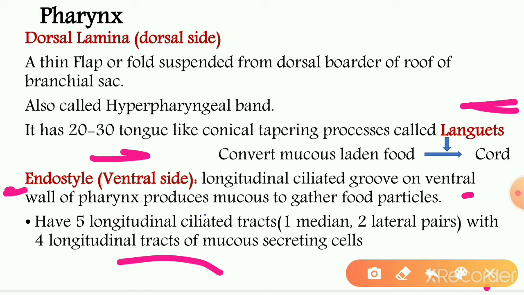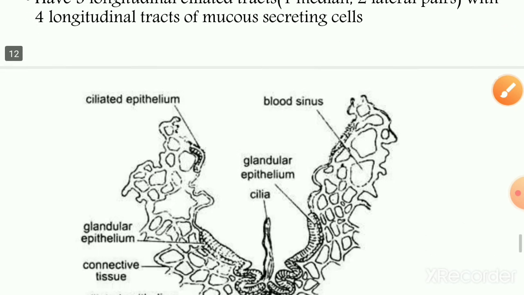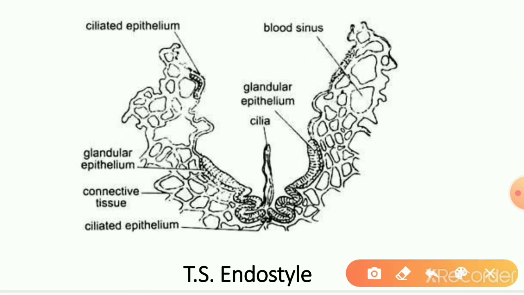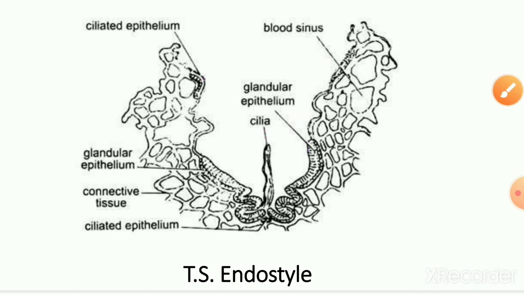Now we can see it in the diagram also. This is the transverse section of the endostyle. Here we can see the median cilia, and these are the lateral cilia that are present on the ciliated epithelium, and this is glandular epithelium. The function of glandular epithelium is to secrete the mucus. So this is the TS of endostyle.